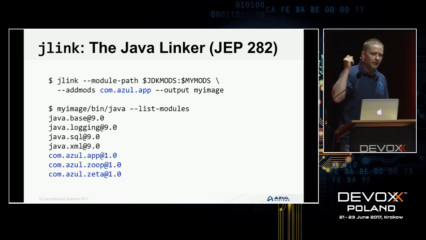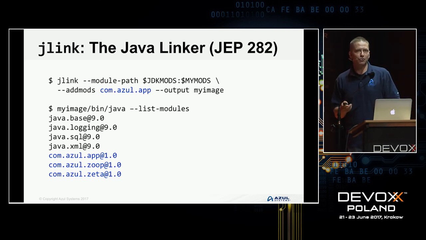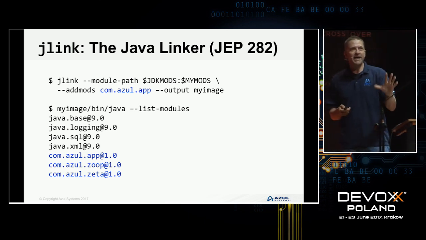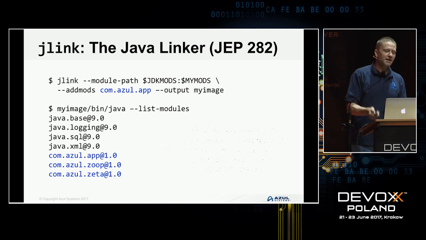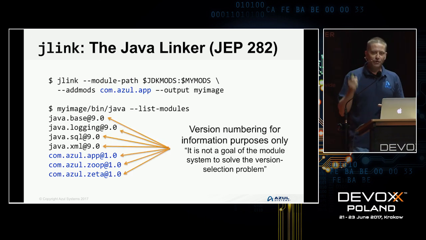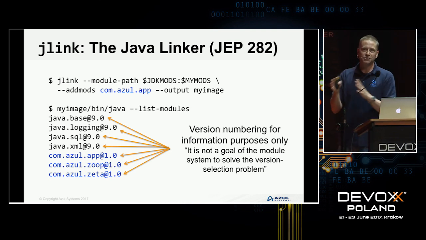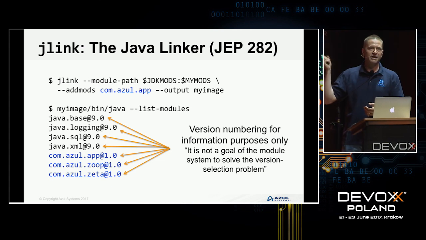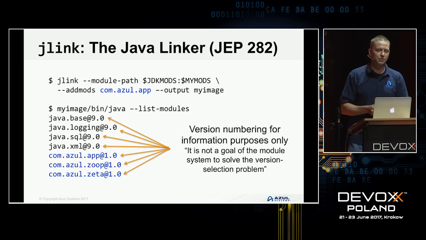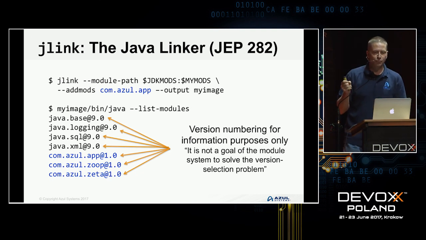Great. The observant amongst you will see that there is a number associated with each of those modules. And you may be getting excited. You may be thinking, oh, look, we have got versioning of our modules. Do not get excited. The numbering is for information purposes only. It has no impact on how things are resolved by the platform module system. And in fact, I put a quote here from the state of the module system, which says, it is not a goal of the module system to solve the version selection problem.